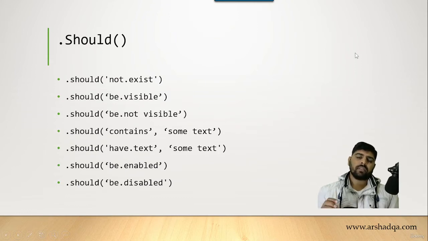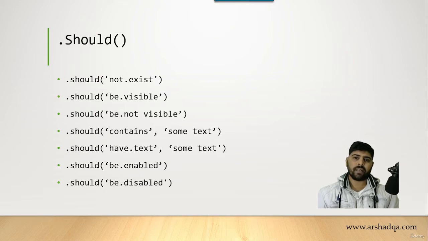Then we have discussed .should. The .should command actually compares. For example, .should('not.exist') means this element should not exist. If it exists, then our test will fail. .should('be.visible') means this button or element should be visible. If this is not visible, then our test will fail. So .should('not.be.visible') means this element should not be visible. If this is visible, then our test will fail.